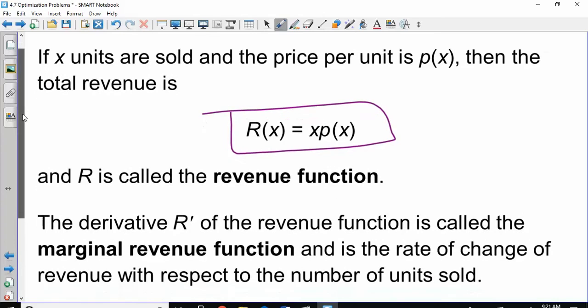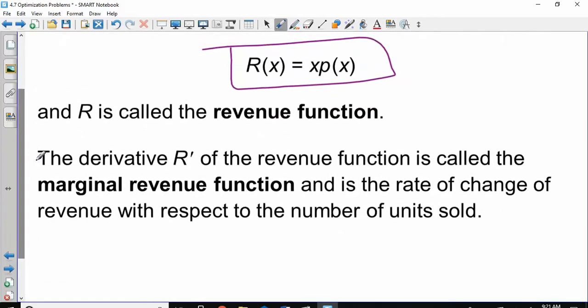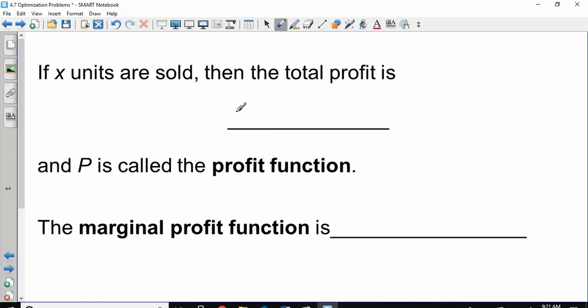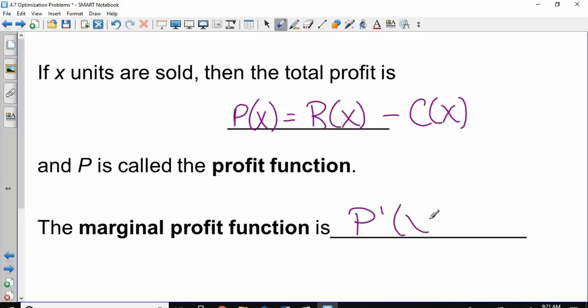Okay? So just like the derivative of cost is marginal cost, the derivative of revenue is your marginal revenue. That will tell you how your revenue is changing. And we know then profit, a lot of times for profit, your book uses capital P. And so that would be your revenue minus your cost. The amount of money you bring in minus the amount of money you spent to make your product. Marginal profit is just your derivative. That tells you how your profit is changing.